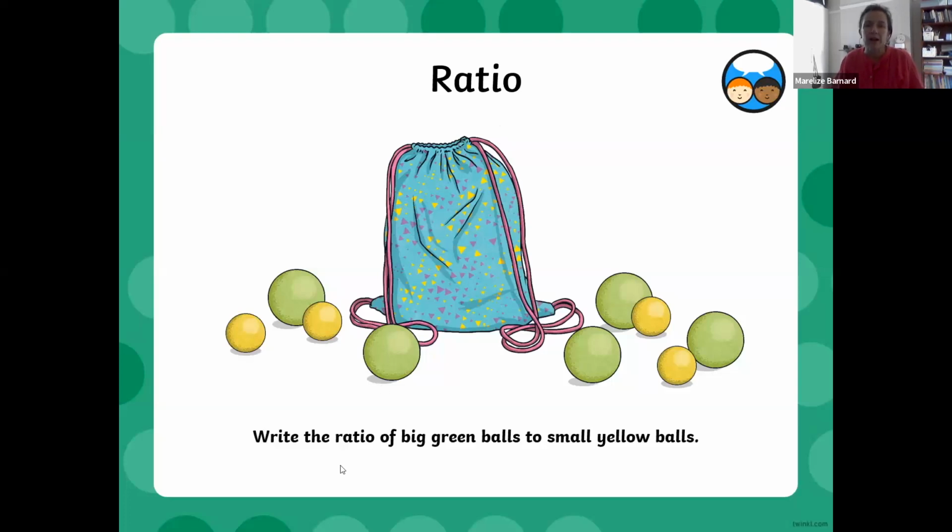So here we've got, write the ratio of big green balls to small yellow balls. So put that in the chat if you got the ratio of the green balls and the yellow balls next to each other. The ratio, okay? I don't want how many there is. I want to know the actual ratio.